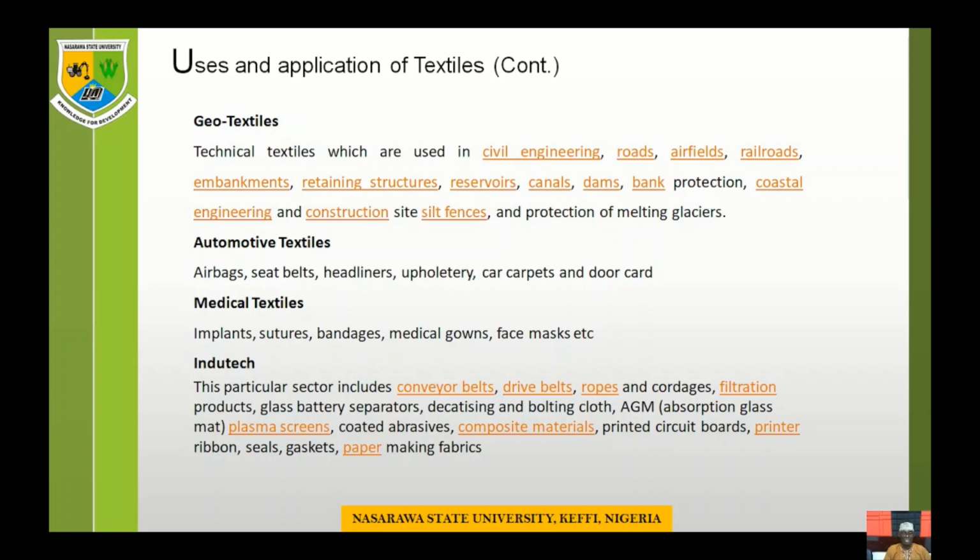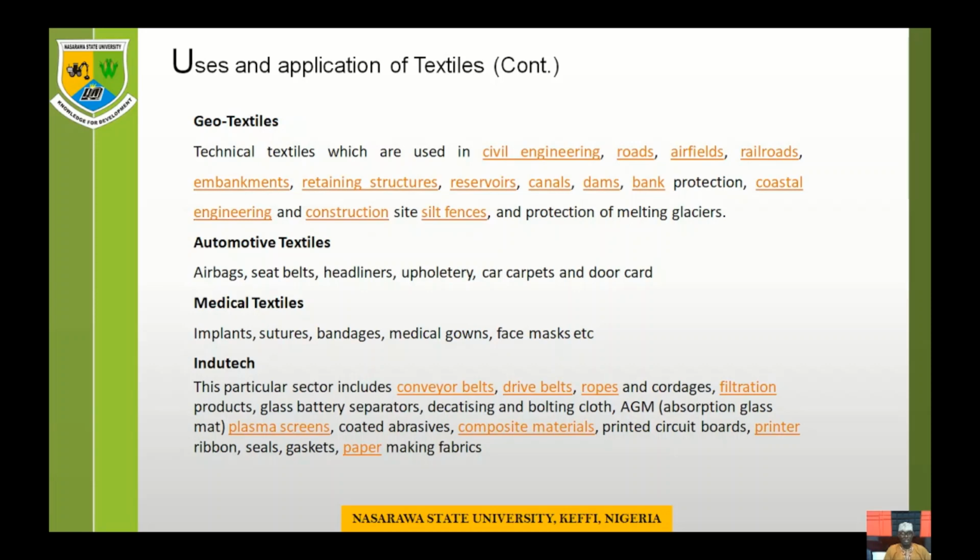We have automotive textiles. These are airbags, seat belts, headliners, upholstery, car carpets, and door cards. We have medical textiles. These are implants, sutures, bandages, medical gowns, face masks, etc.